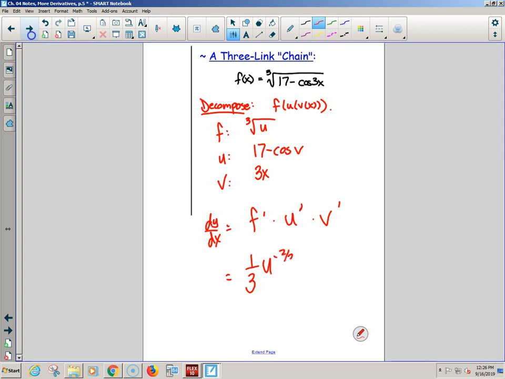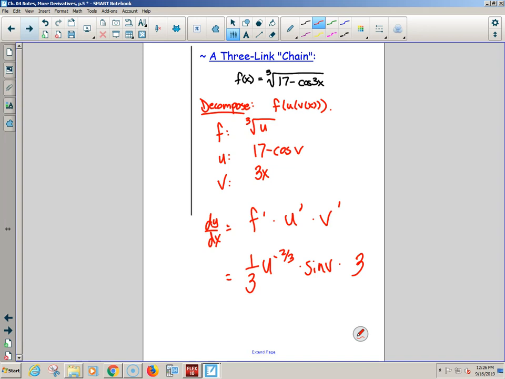1/3 u to the negative 2/3. What's u prime? Sine of v. Because derivative of 17 is 0, derivative of negative cosine is negative sine. Sine of v. And then derivative of 3x is? And there was no outer inner mumbo jumbo. That's why this notation, some people really like it. Now the hard part is it does take you a step away from f prime of g of x times g prime of x, and once again the AP uses that notation. So I couldn't just do the chain rule this way. But it is kind of nice.